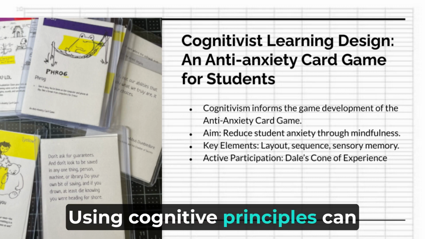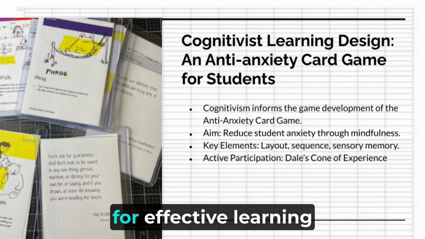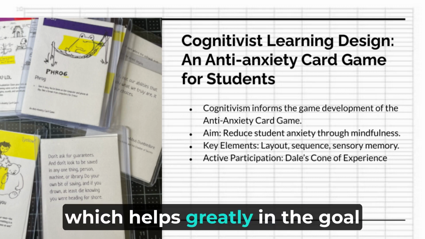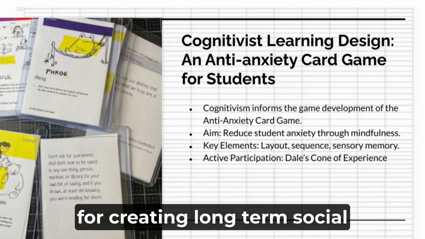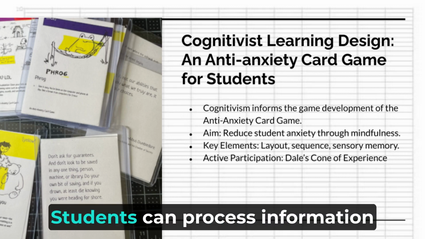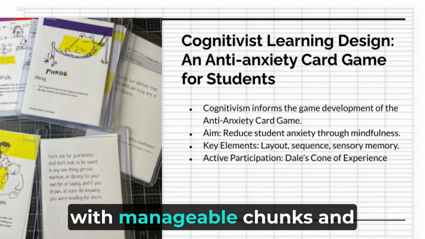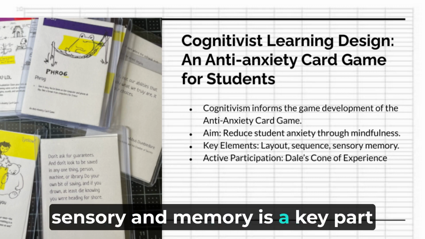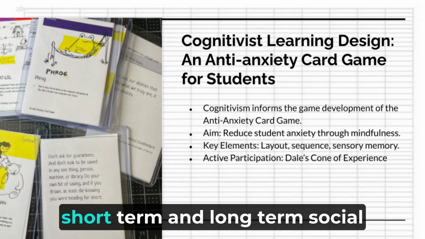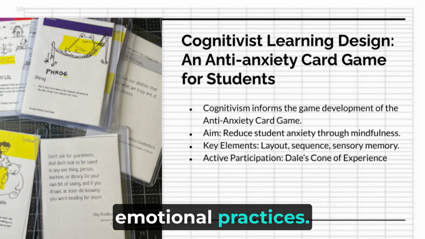Using cognitive principles can reduce cognitive load and allow for effective learning and processing, which helps greatly in the goal for creating long-term social emotional skills. Students can process information with manageable chunks, and sensory memory is a key part of this tabletop game to promote short-term and long-term social emotional practices.